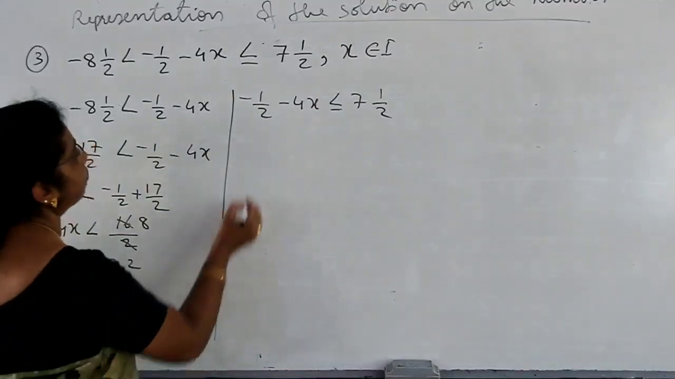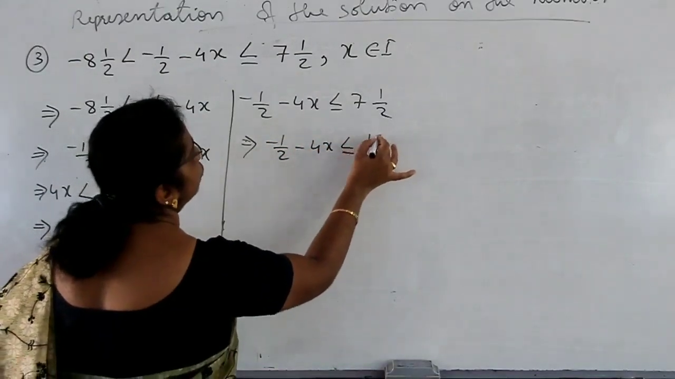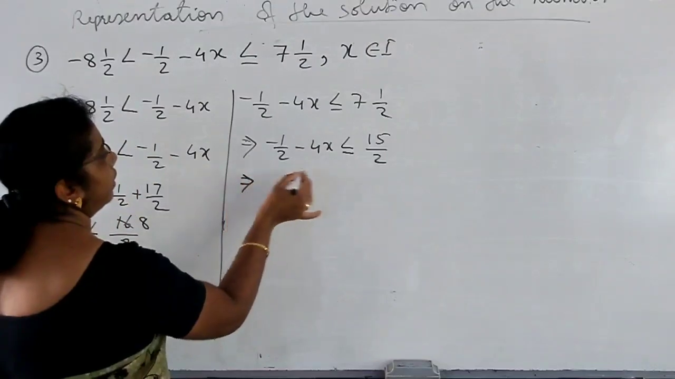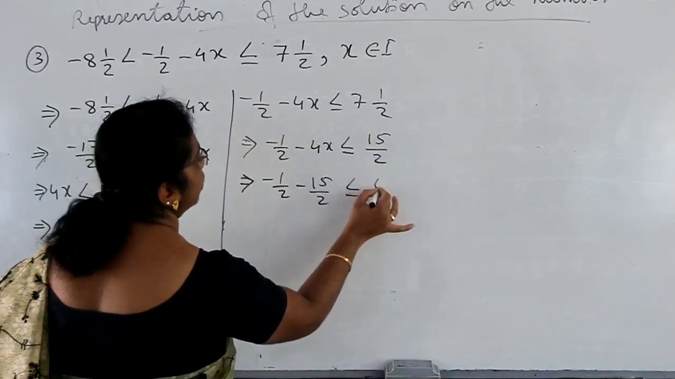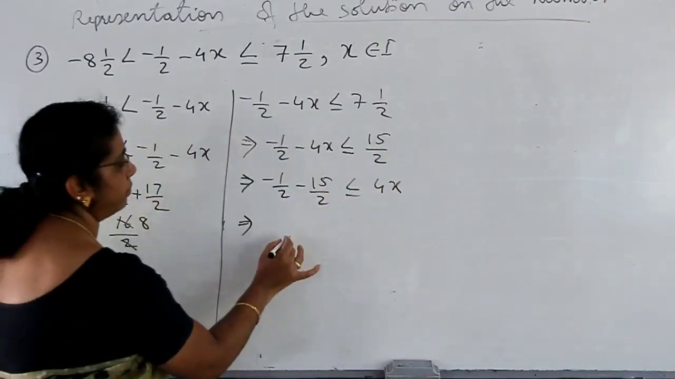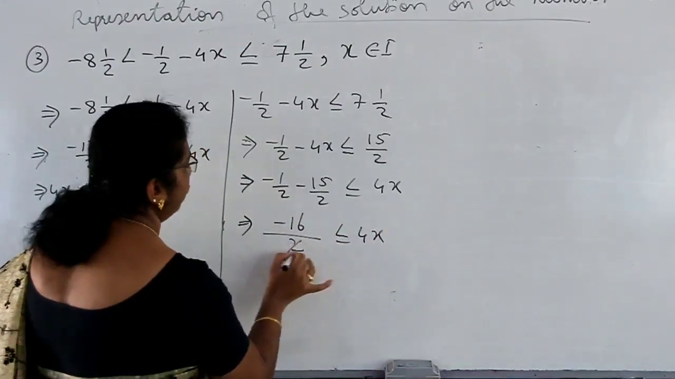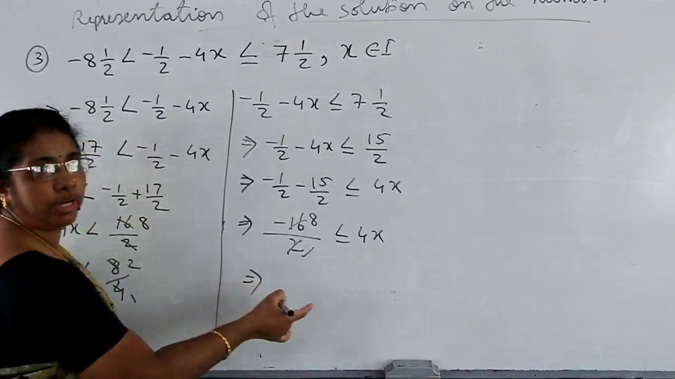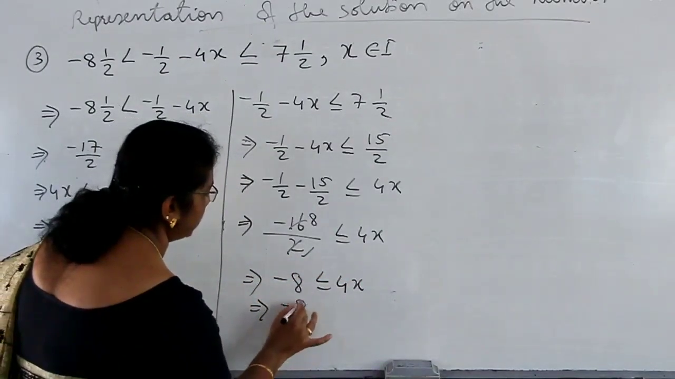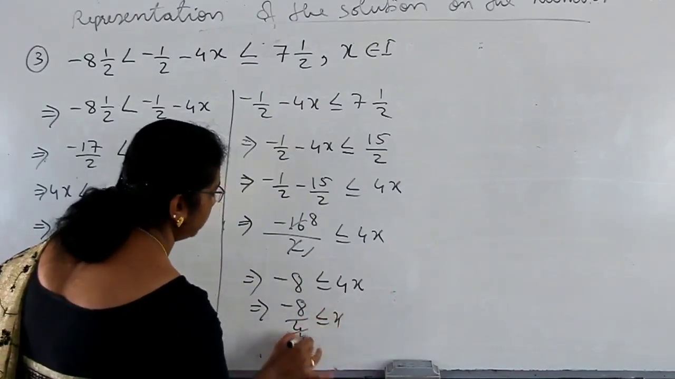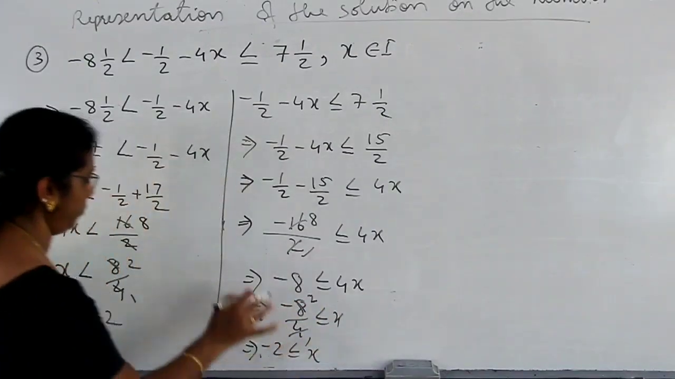The next one, minus 1 by 2 minus 4x less than or equal to 15 by 2. Here, minus 1 by 2 minus 15 by 2 less than or equal to 4x. 2 is the LCM. So, minus 1 minus 15 is minus 16 by 2 less than or equal to 4x. We can cancel it. Then you will get minus 8 less than or equal to 4x. Then this becomes minus 8 by 4 less than or equal to x. Then minus 2 less than or equal to x.